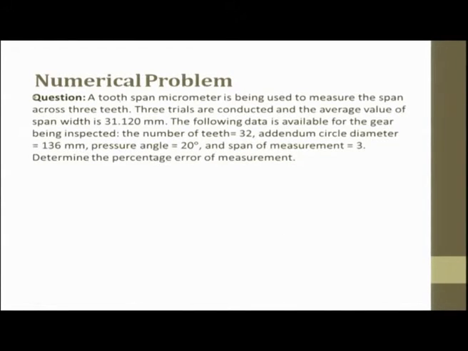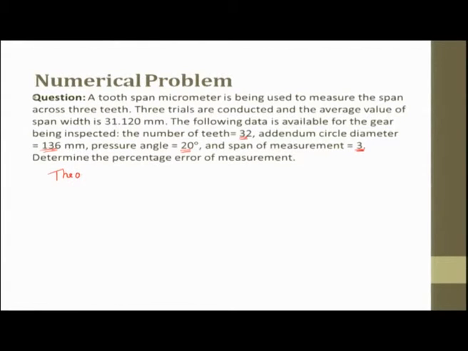A tooth span micrometer is being used to measure the span across 3 teeth. We are given T equals 3 teeth. 3 trials are conducted and the average value of the span is 31.120 millimeter. The following data is available for the gear being inspected. The number of teeth is 32, addendum circle diameter is 136, pressure angle is given as 20, the span of measurement is 3, and we must determine the percentage error of measurement.